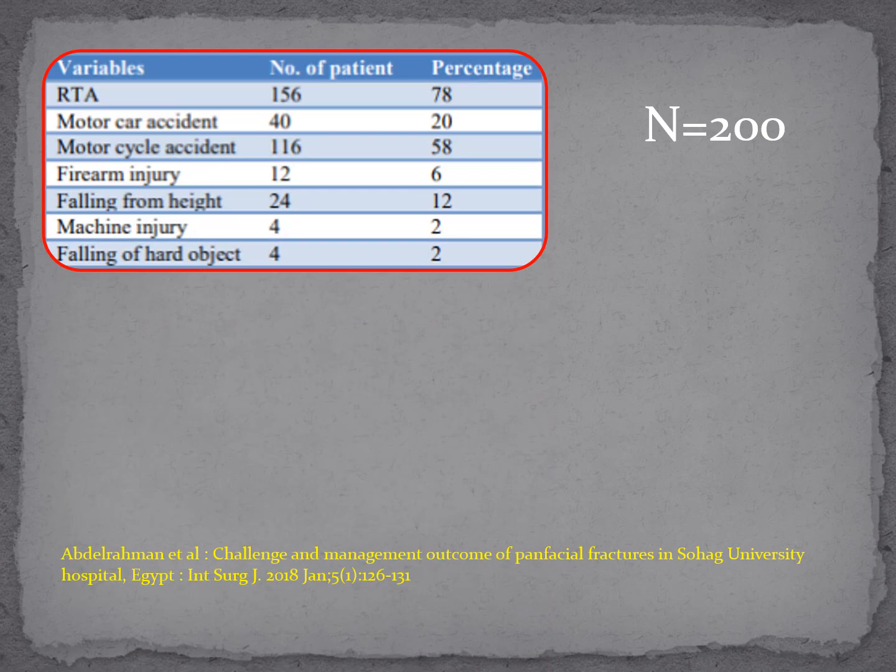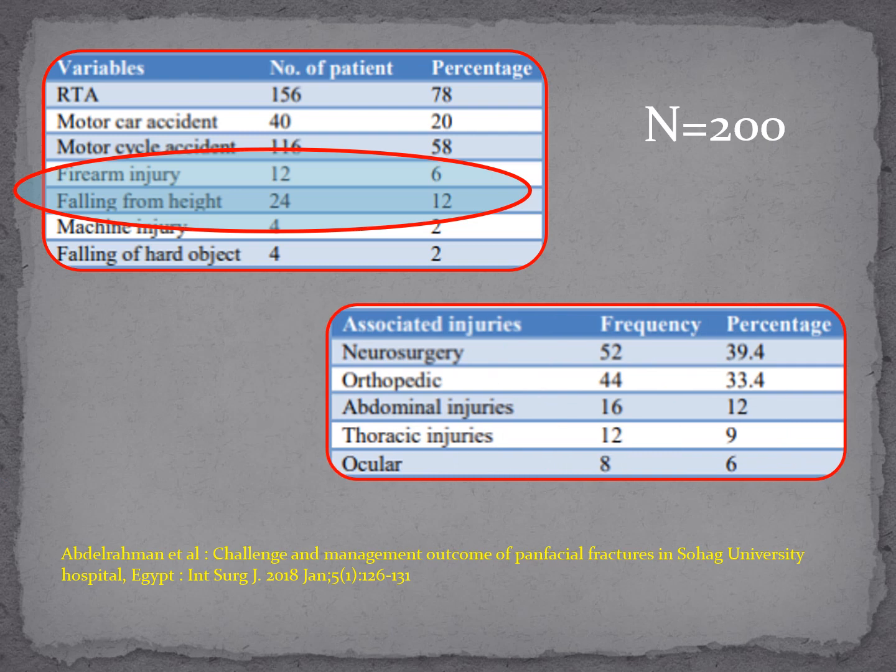As we saw in a study published by Abdul Rahman in the International Journal of Surgery in 2018, they found that almost 78% of the 200 cases were secondary to road traffic accidents, out of which most were motorcycle accidents, and a little less from motor car accidents. They were also secondary to firearm injuries and falls from height. So what were the associated injuries most commonly seen?